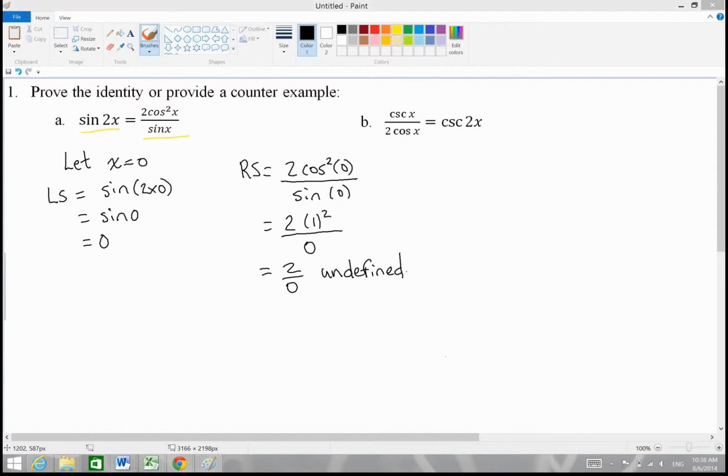So we can conclude the left side is not equal to the right side, so it's not an identity.